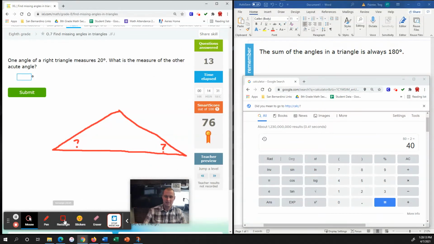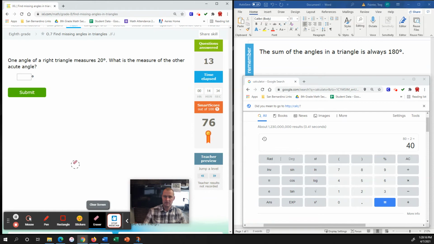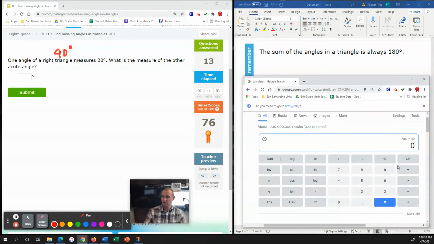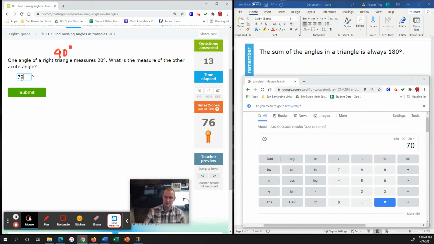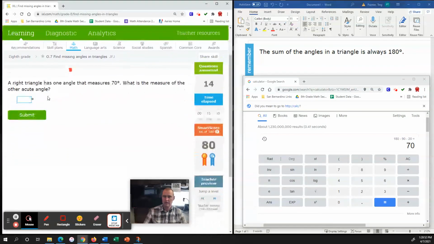Thank goodness. All right. Clear the board. One angle of a right triangle measures 20 degrees. Okay, right triangle, 90 degrees. This one might be one of those easier ones. What is the measure of the other acute angle? Sweet. Take 180 minus 90 minus 20. So 180 in a triangle minus 90 minus 20 takes us to 70 degrees left. So I can do 70. Perfect. And there we go.